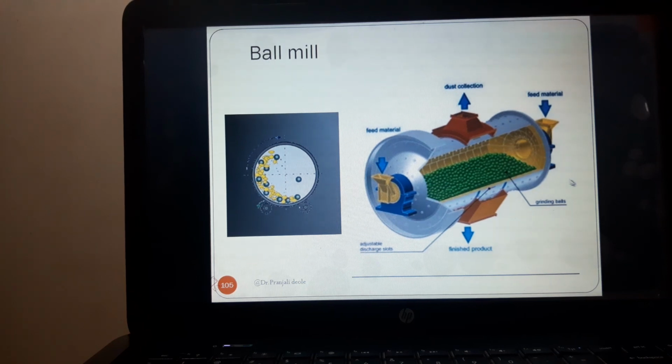The coal is fed into one end and reduced in size by this action until it can be swept out of the mill by a current of air. This is the figure which shows the principle of the ball mill. Now in the next video we will talk about the burners.